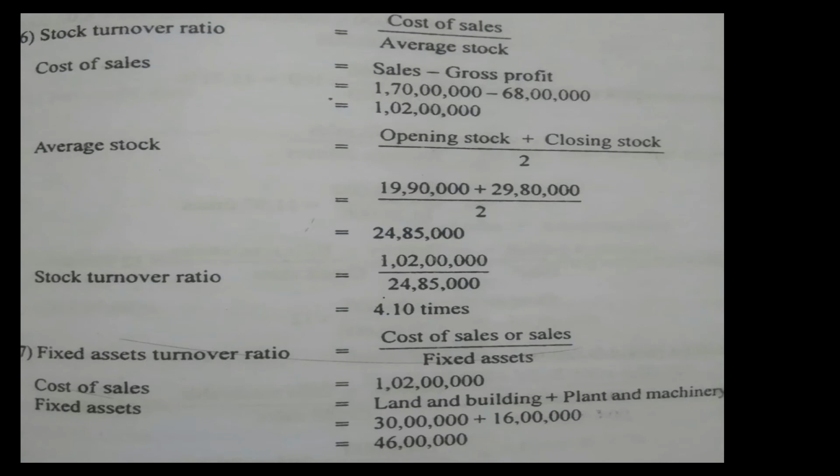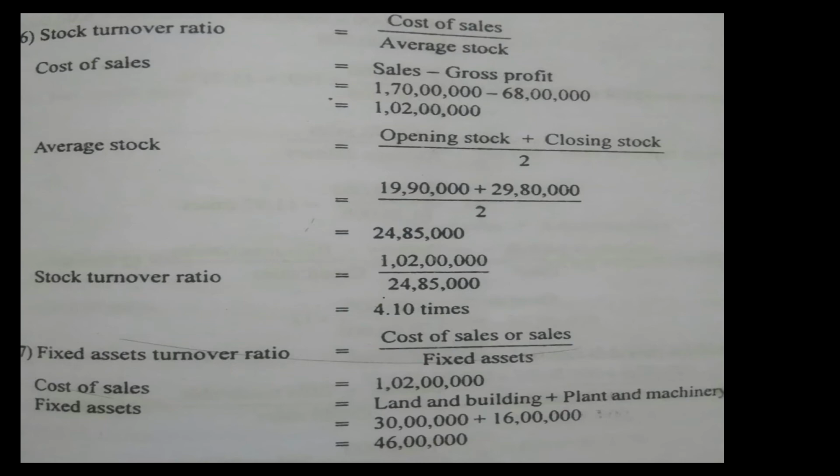Now we are going to find the stock turnover ratio. The formula for stock turnover ratio will be cost of sales divided by average stock. Cost of sales, I know, is sales minus GP. That is 1 crore 70 lakh minus 68 lakh, which will give me 1 crore 2 lakh. Then average stock is nothing but opening stock plus closing stock divided by 2.